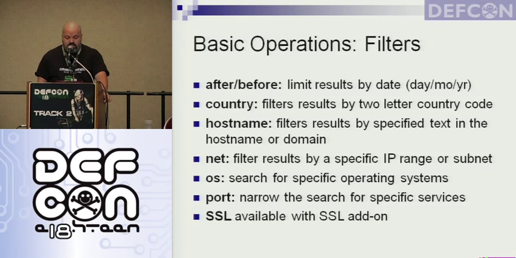Net filter, specific IP range or subnet. Obviously, if you're looking for a specific target, say your company owns a class B or something like that, and you just want to filter on that, you can do that. The OS filter will search by specific operating system, so Linux, Windows, whatever you want to put in there. Port will narrow by specific services. I'll talk a little bit about the services that are in Shodan now. And then there's also a number of SSL filters that are available with an SSL add-on to Shodan.